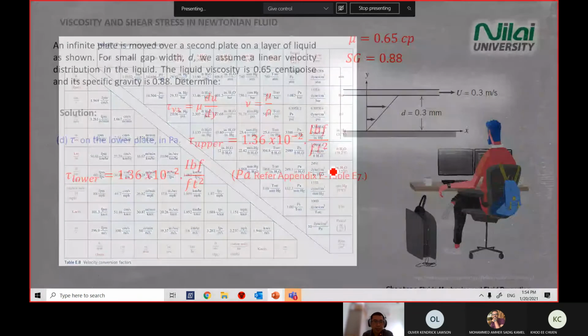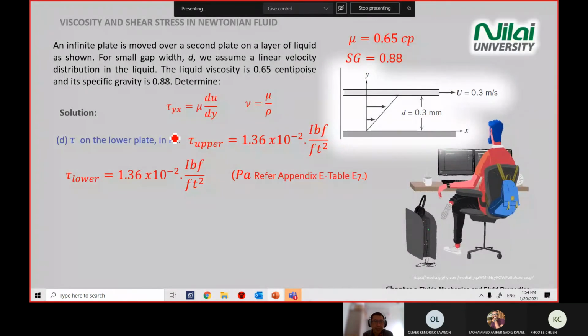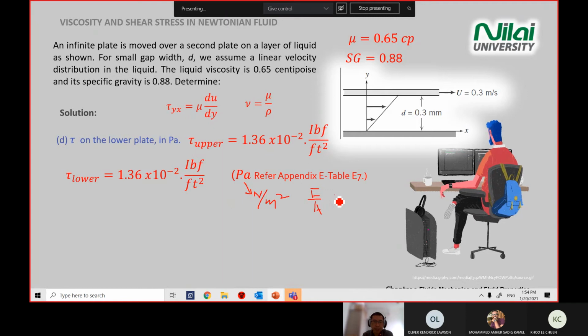Okay, now again, you need to put in Pascal. What is Pascal? Pascal is again Newton per meter square. Pascal is force divided by area. Pascal is a pressure. Pressure is a force acting on a surface. So you want to convert it again.